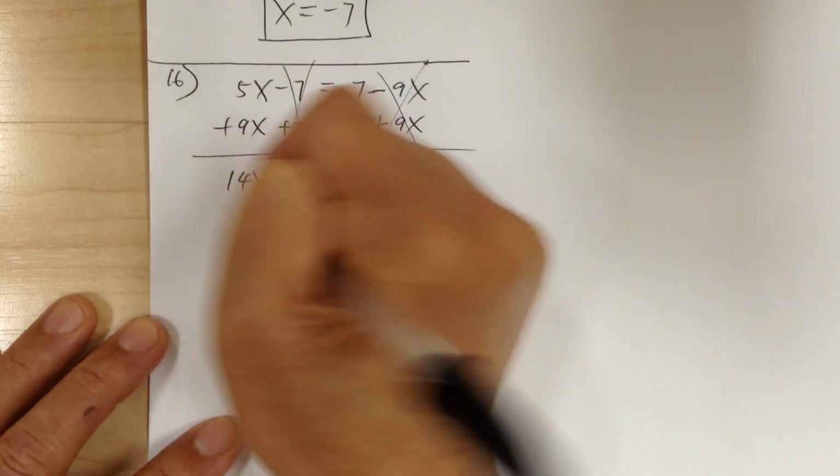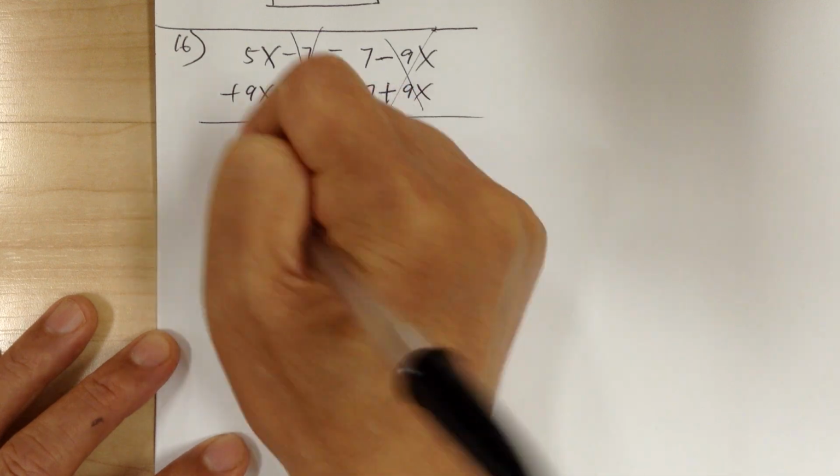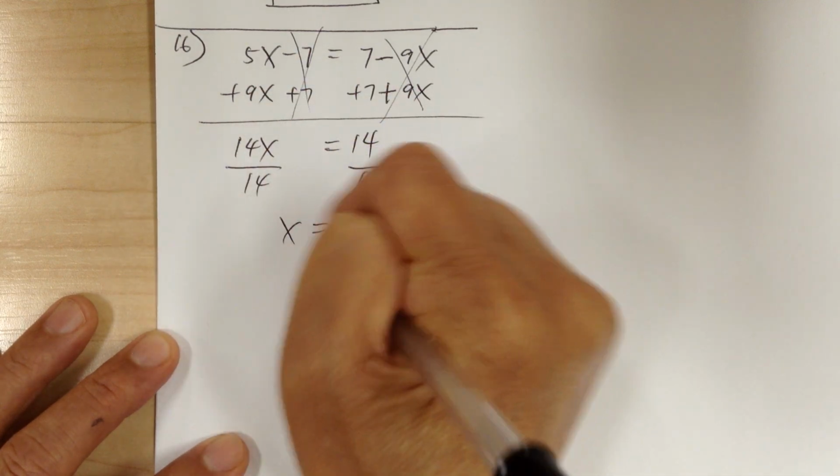So I got 14x equal to 14. So divide by 14, so that this will cancel out. So x will equal to 1.